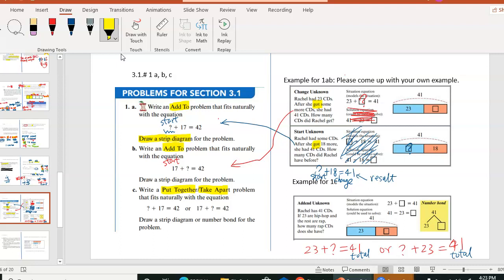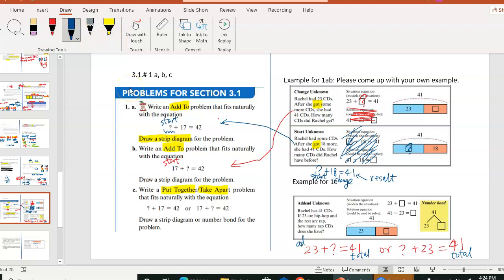Okay, so let's see here. I got the word problem, but you could also say 23 are rap, and how many are hip hop. It doesn't really matter. And now draw a strip diagram. When we draw a strip diagram, it's very similar to the add to. So you have 23, that's hip hop, and then you have something for rap, and together it's 41. Or you could switch them, put a question mark or a box here, and 23 here. Total is 41. It doesn't matter. These two numbers are pretty much the same. They don't really have a difference.